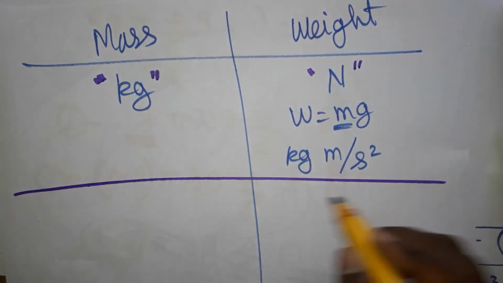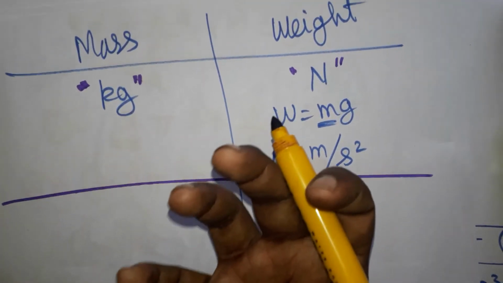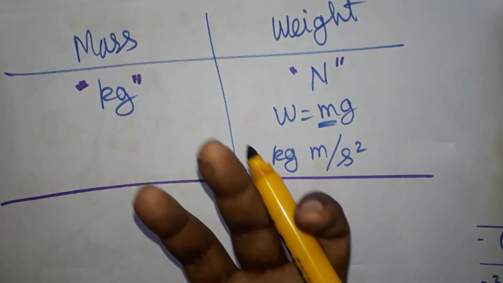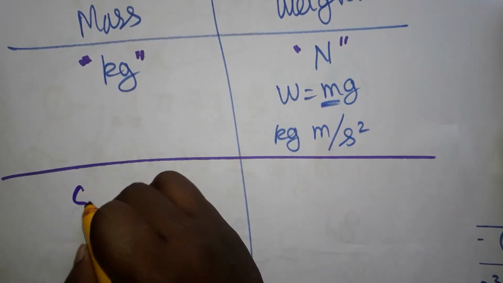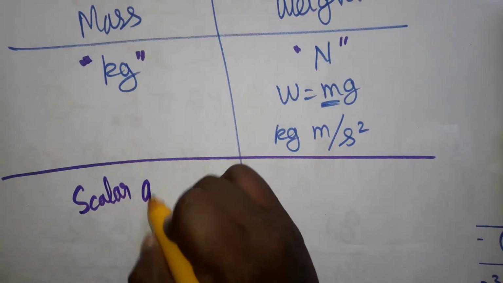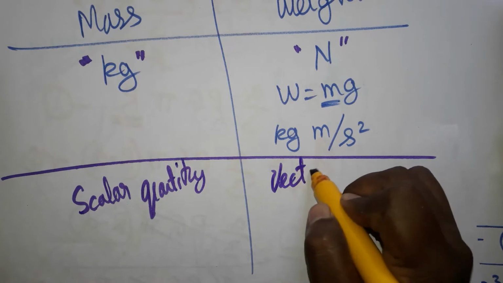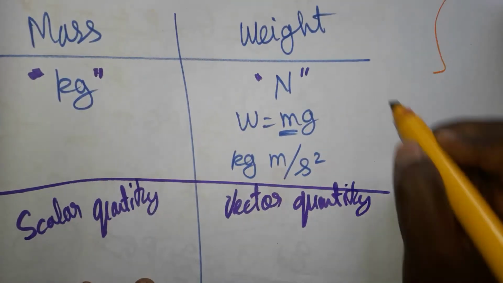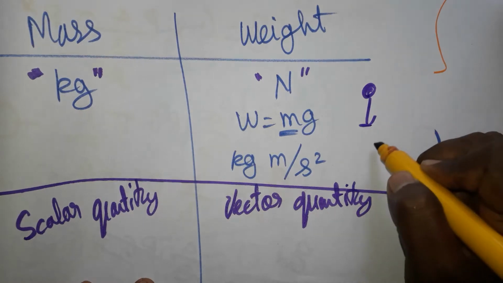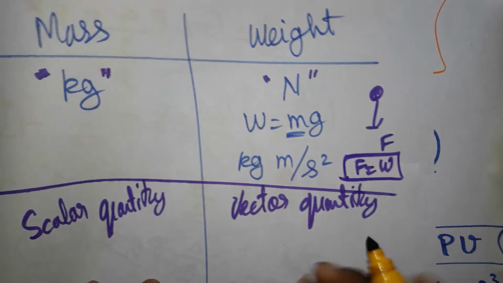The next point: mass is the amount of the quantity of matter which is contained in the object. Weight is going to be mass into gravity, and it is a vector quantity. Scalar quantity means it does not have any direction, while a vector quantity has a particular direction. If the object is dropped, it is going to have a particular direction. It is a kind of force. Force is equal to weight when the object is moving under gravity.